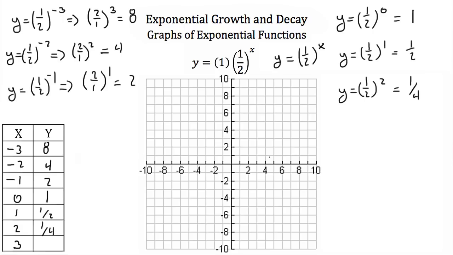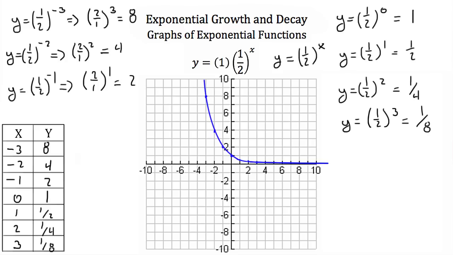And then lastly, I'm going to plug in 3, and I get y is equal to 1/2 to the 3rd power, and that's equal to 1/8. So let's plot these points. -3 and 8, -2 and 4, -1 and 2, 0, 1, 1 and 1/2, 2 and 1/4, and 3 and 1/8. Connect these with a smooth curve, and my graph will look something like this.